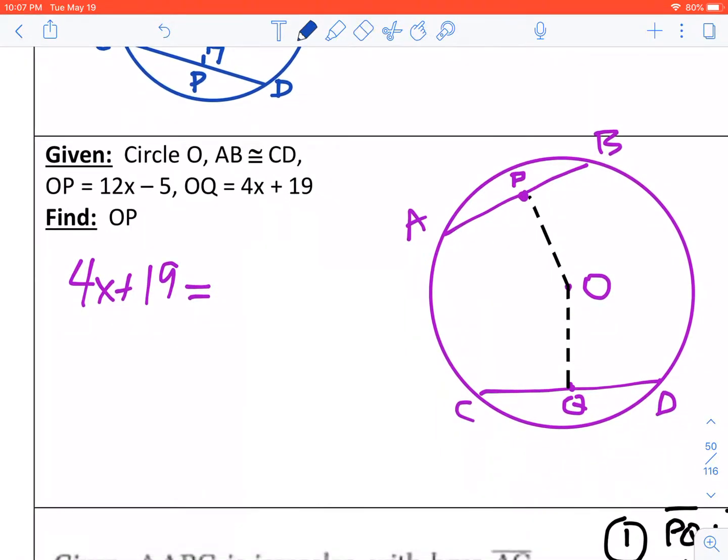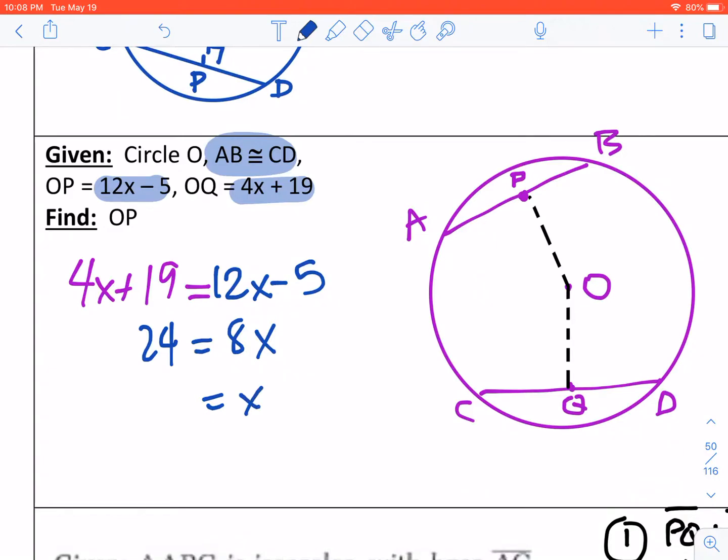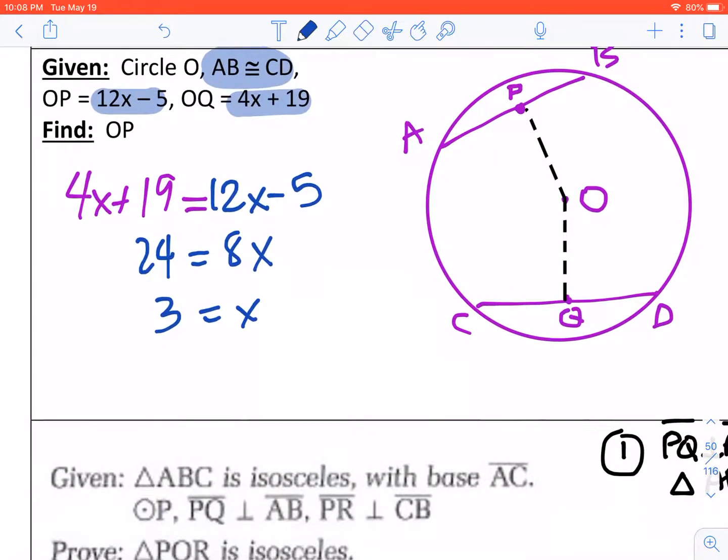All right, here we are using that particular definition, the theorem. In this case, we have two congruent chords, and then we know the two distances from the chord to the center. So, algebra problem, simple, 4x plus 19 equals 12x minus 5. Here we go. Look at us solve, so smart. X equals 3. Careful, don't get excited, they wanted OP, so make sure you go back and plug 3 in. I think we get 31. All right.